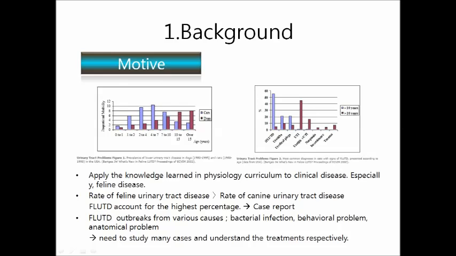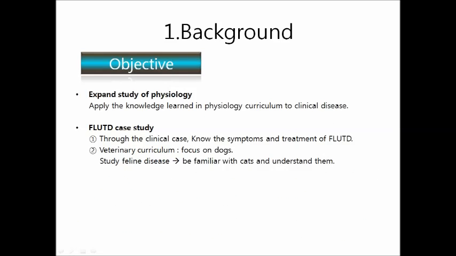We studied FLUTD through clinical cases. The causes of FLUTD are various, so the treatment differs according to the cause. This time, we will report the medical and behavioral treatment. This is our goal to achieve through this practice. First, we want to apply the knowledge learned in physiology class to clinical disease. Second, we want to know the symptoms and treatment of FLUTD in the case study. In addition, we hope to understand more about cats through this opportunity.